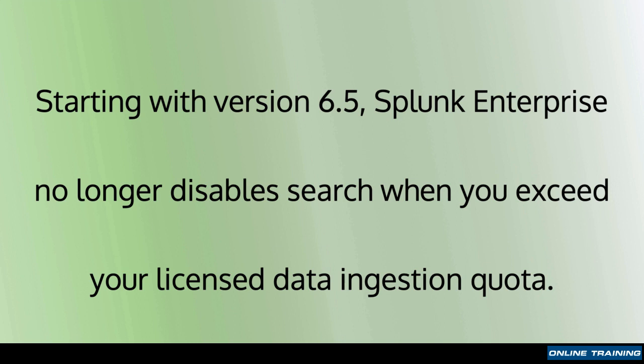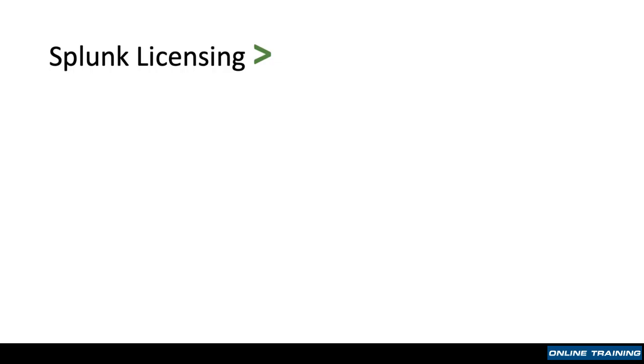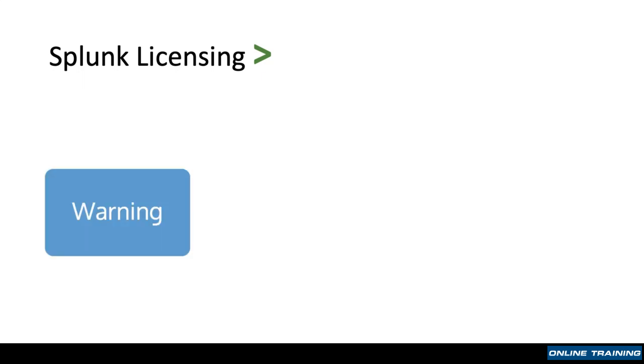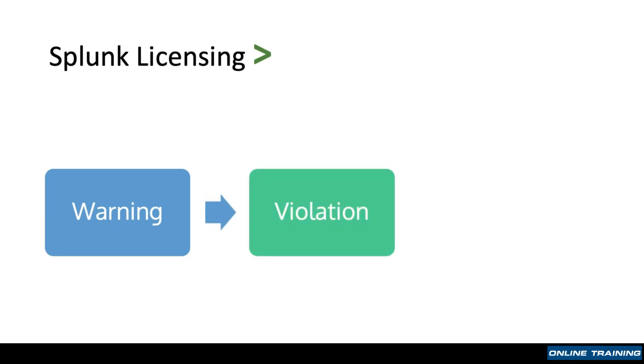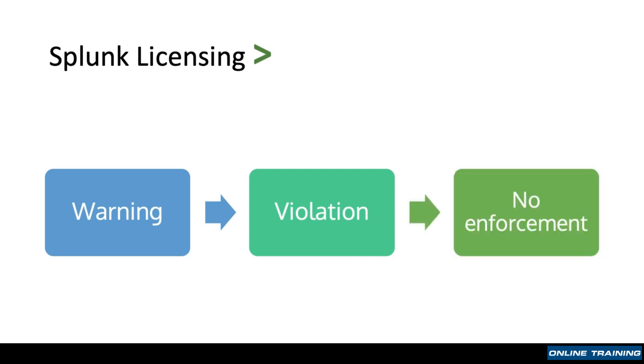So here's what happens when you exceed your quotas. If you exceed your licensed daily volume on any one calendar day, you get a warning. If you get 5 or more warnings in a rolling 30-day period, you're in violation. If you're in violation, Splunk will continue to send messages, but it will not disable your search or any features. Splunk does this to allow for unexpected, temporary bursts of data volume.